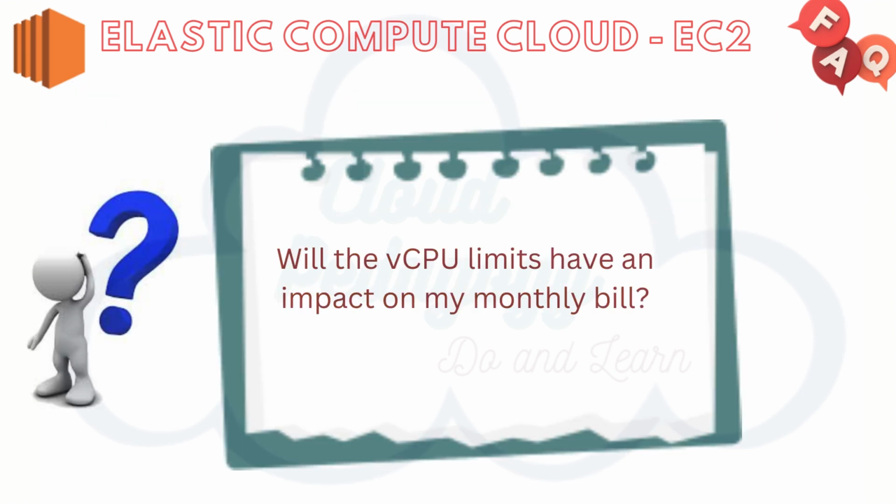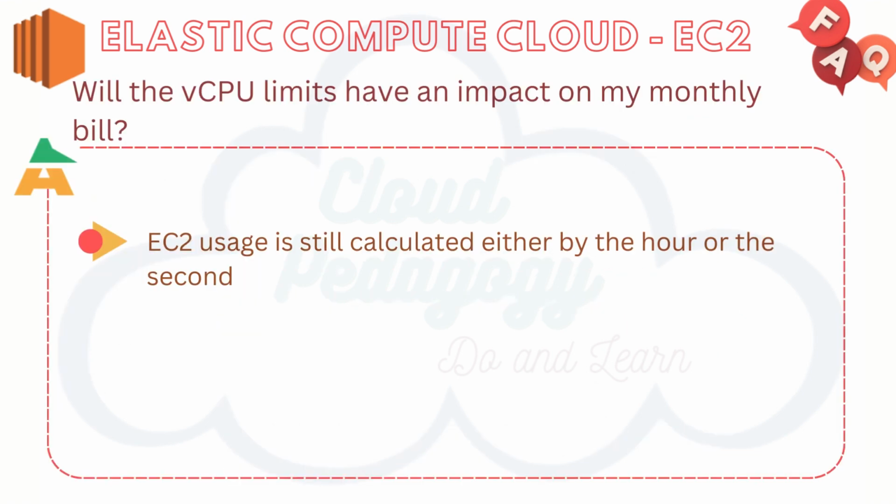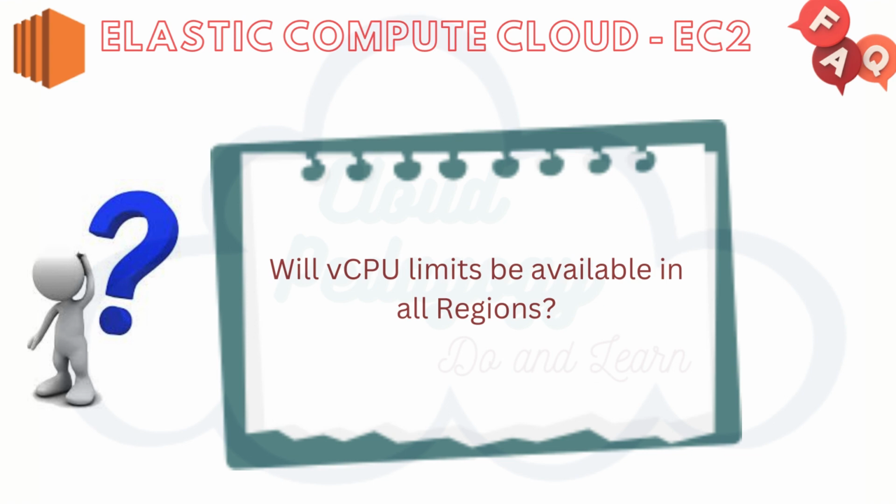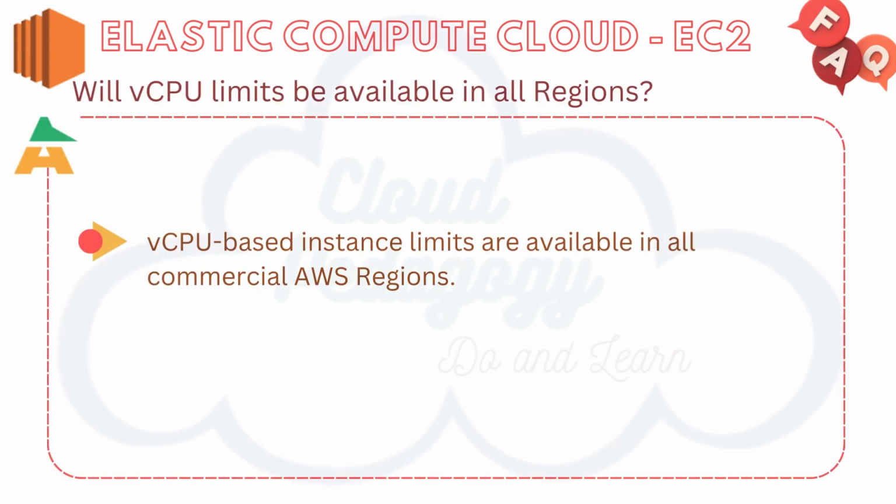Next, will the vCPU limits have an impact on my monthly bill? No, EC2 usage is still calculated either by the hour or the second, depending on which AMI you are running and the instance type and size you have launched. Next, will vCPU limits be available in all regions? Yes, vCPU based instance limits are available in all commercial AWS regions.